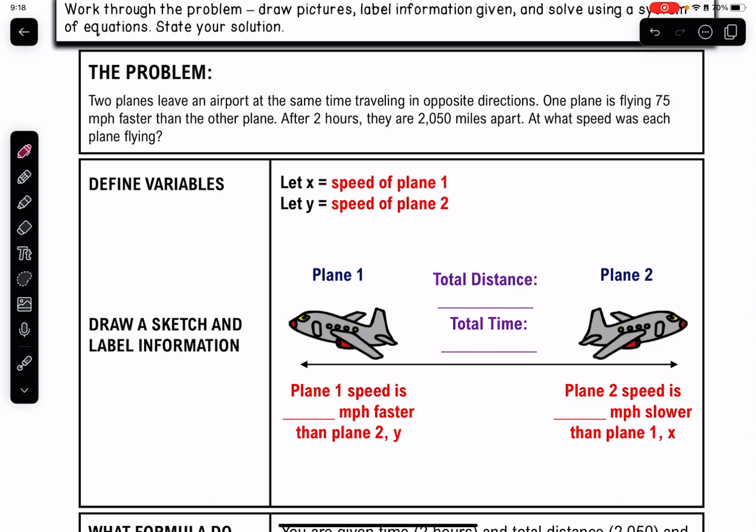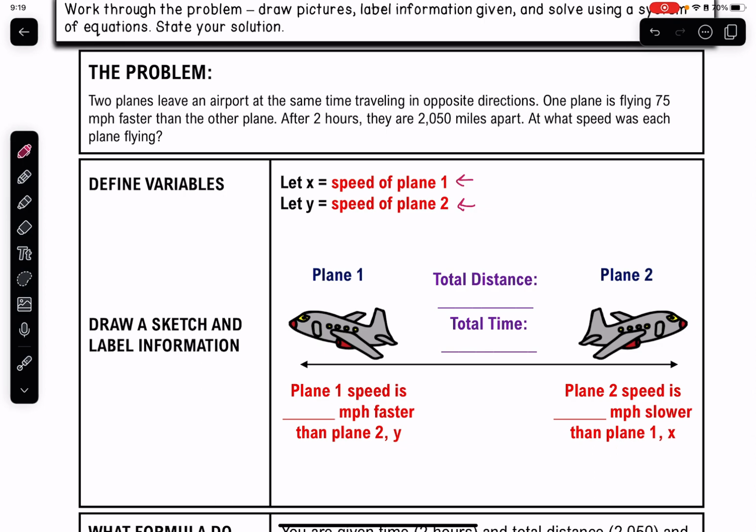The first thing that we need to do is define our variables, just like we did yesterday. Yesterday we asked, what do I not know? That's going to be X, that's going to be Y. So we already have this written down. X is going to be the speed of plane 1. Y is going to be the speed of plane 2. When you get to the homework, you're going to be responsible for figuring out what is my X, what is my Y, because I don't know either speed.